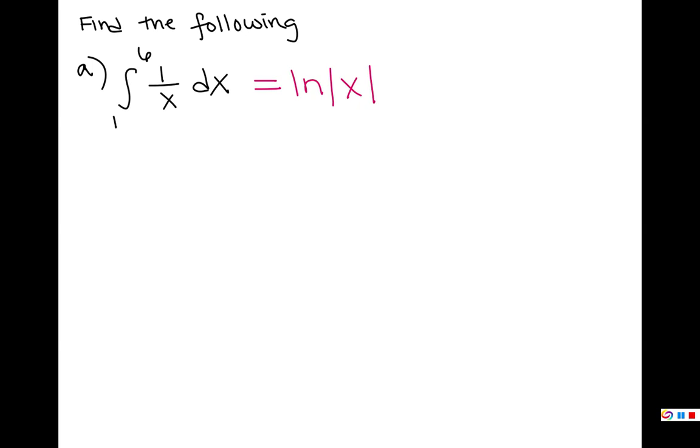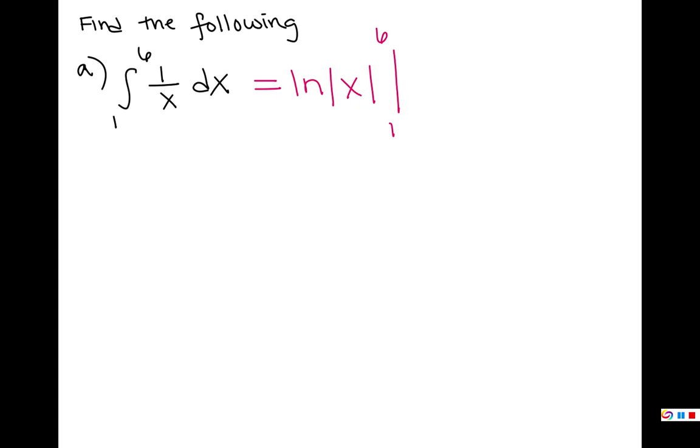Normally, when we're finding antiderivatives, we tack on a plus c to indicate that we can add a constant and we still get the same derivative. But with definite integrals, instead of writing down the plus c, I'm going to write down a line with the numbers 1 and 6 on it. This is just notation that says I'm going to plug the 6 in, then plug the 1 in, and then subtract them.